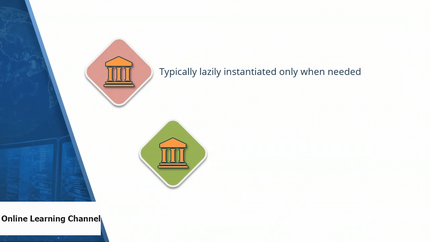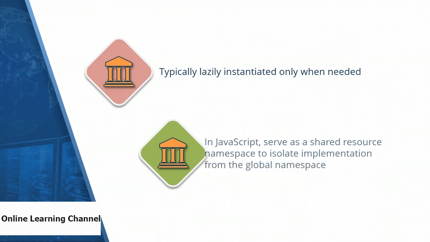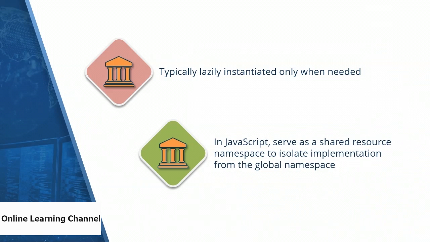That is lazy instantiation. When you use the singleton pattern in JavaScript, singletons serve as a shared resource namespace. So all of the shared resources are placed within this singleton object, and then you isolate the implementation of this object from the global namespace. The singleton is a shared global object, and the methods that you expose on the singleton are a single point of access for the rest of your code to the underlying resources that the singleton controls.